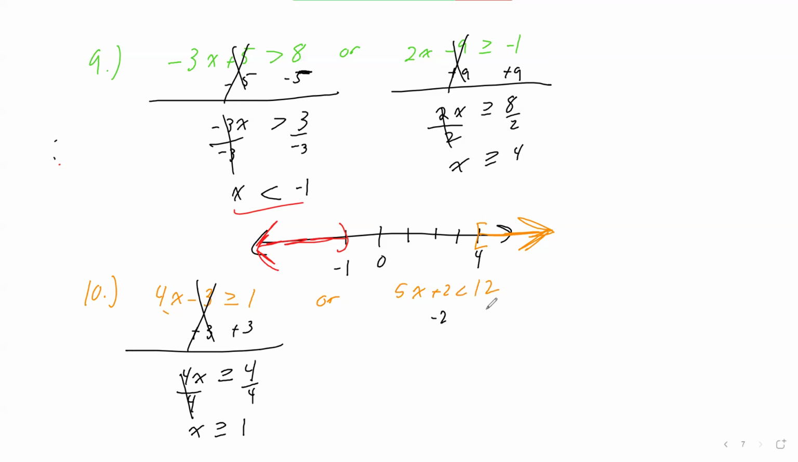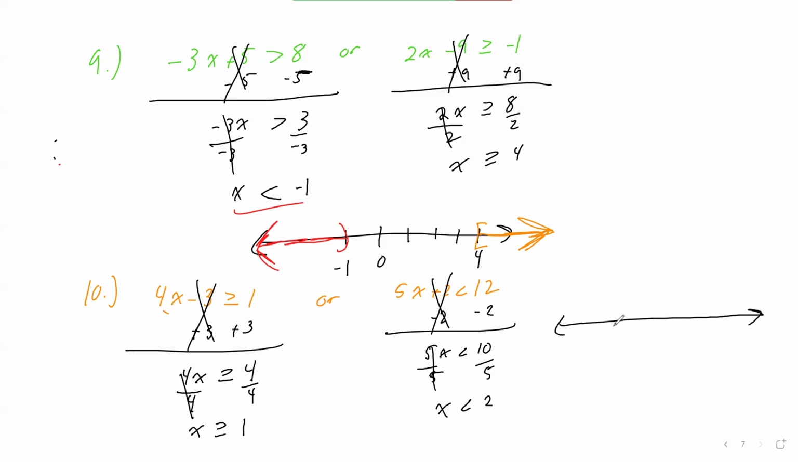So I'll subtract 2. So I get 5x is less than 10. Divide by 5. So I get x is less than 2. So to make this graph, here's 0, here's 1, here's 2. So 2 is a parentheses, and it shades this way. Here's 1 with a bracket, and it shades this way. So with an or, it doesn't have to overlap. So it would be the entire graph.